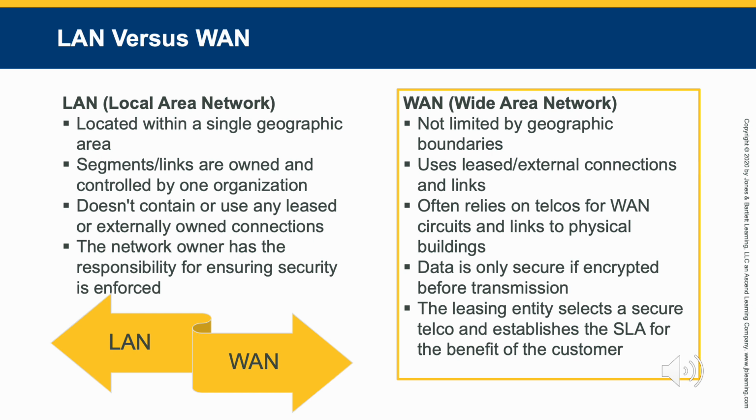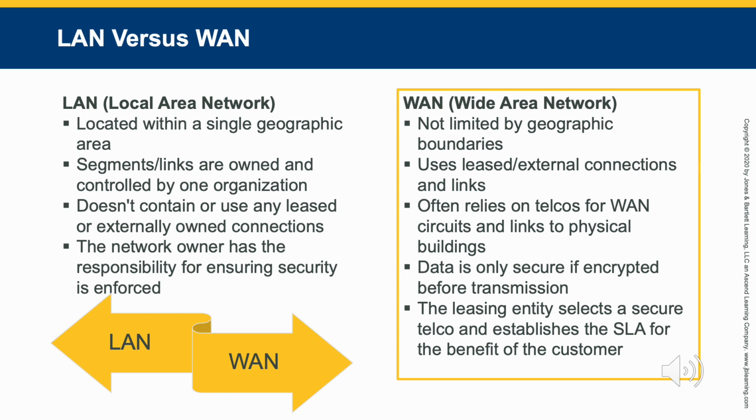Local area network versus wide area network. A LAN is located within a single geographical area. Links are owned and controlled by one organization. It doesn't contain or use any leased or externally owned connections. The network owner has the responsibility for ensuring security is enforced.